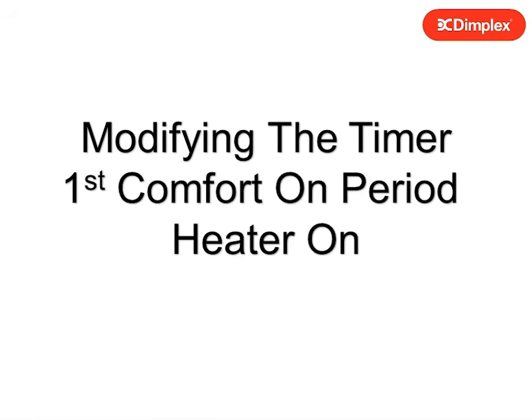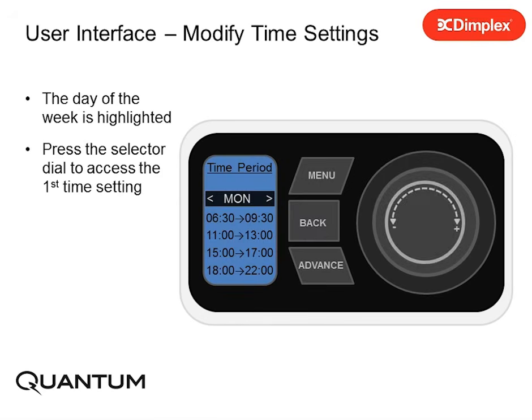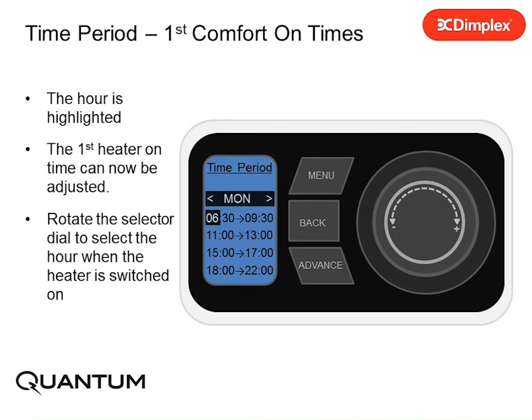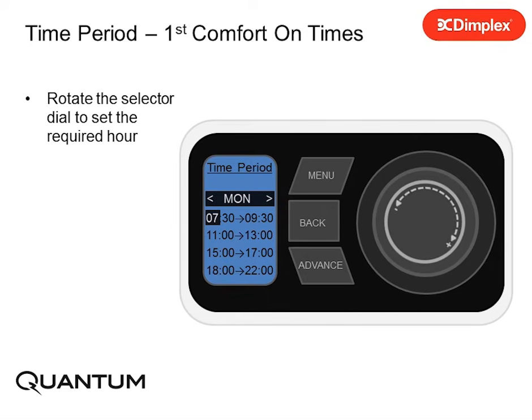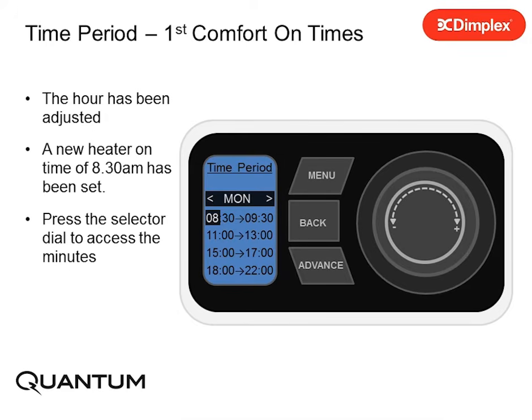Modifying the timer, first comfort on period, heater on. The day of the week is highlighted. Press the selector dial to access the first time setting. The hour is highlighted. The first heater on time can now be adjusted. Rotate the selector dial to select the hour when the heater is switched on, and set the required hour. The hour has been adjusted. A new heater on time of 8:30 am has been set.